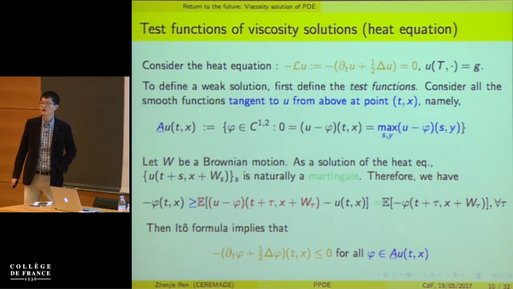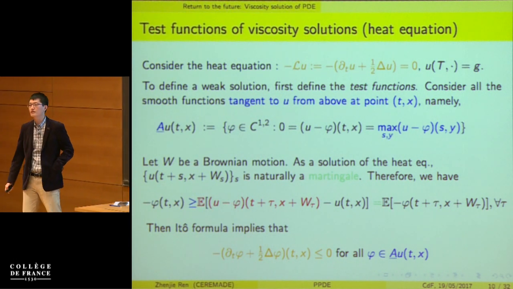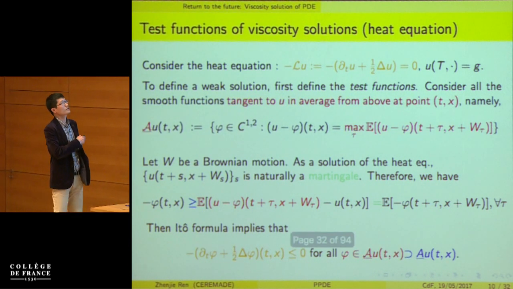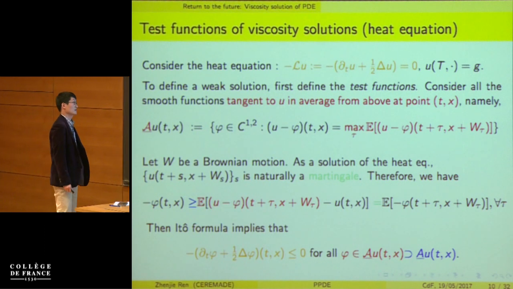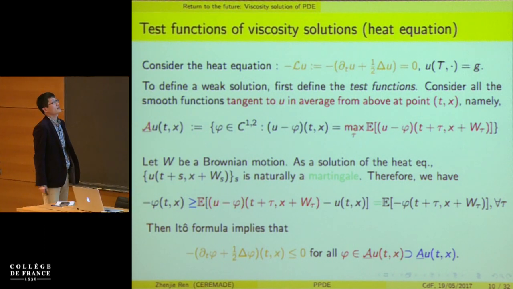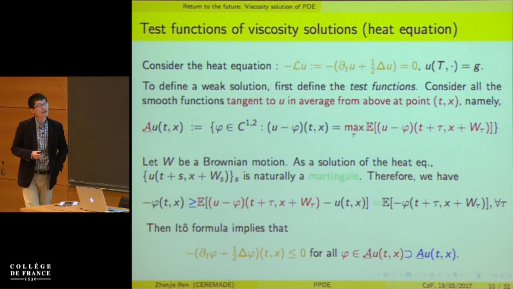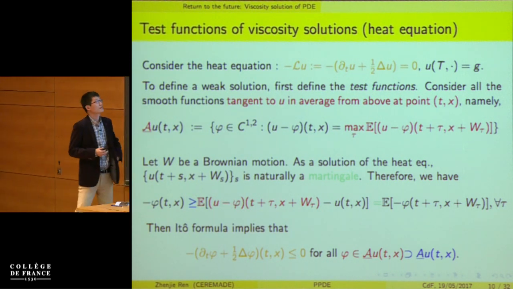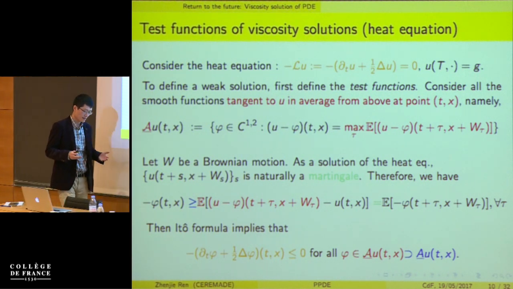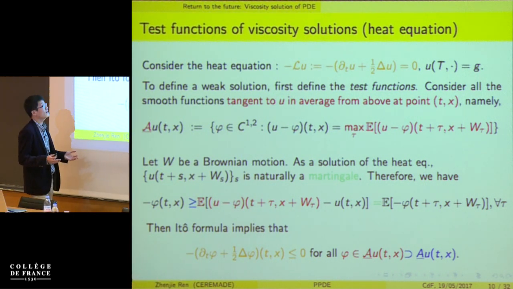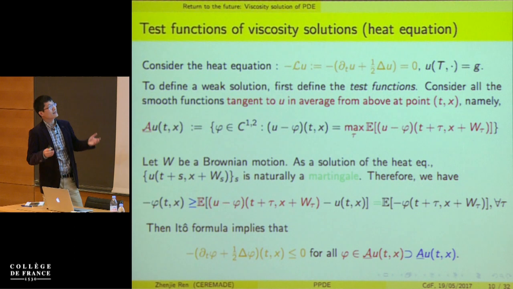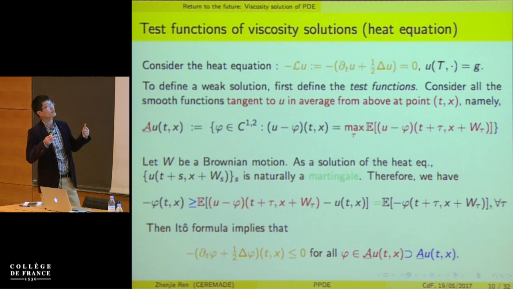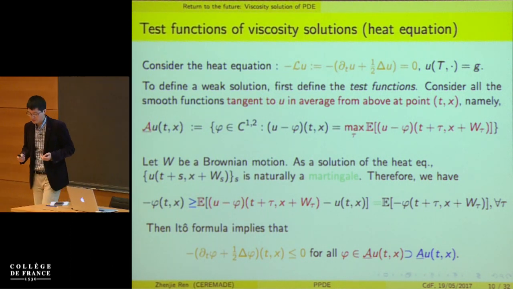In fact, we didn't use the whole information of the test function phi. What we use is, in fact, this in red. So we only use the fact that phi is tangent to u in average from above. So here we can modify the class of test function phi. We take those phi so that u minus phi attains the maximum in the sense of mean value.